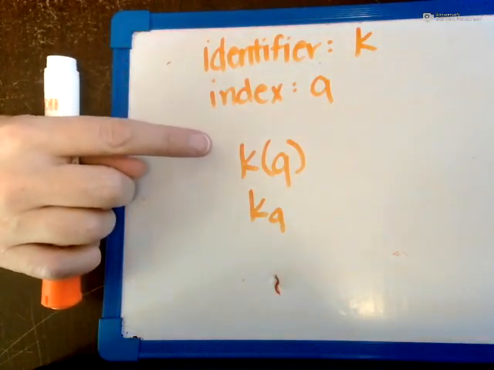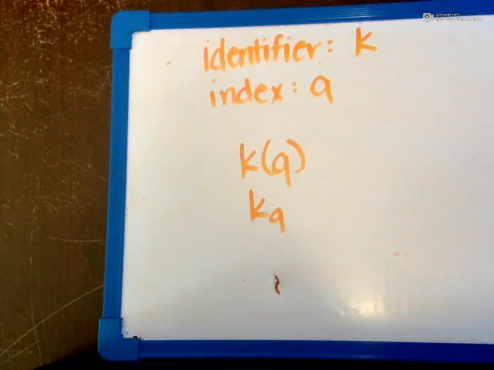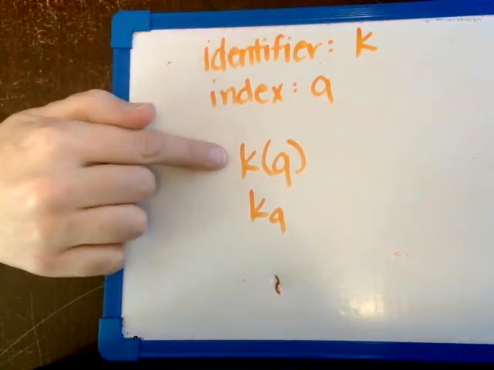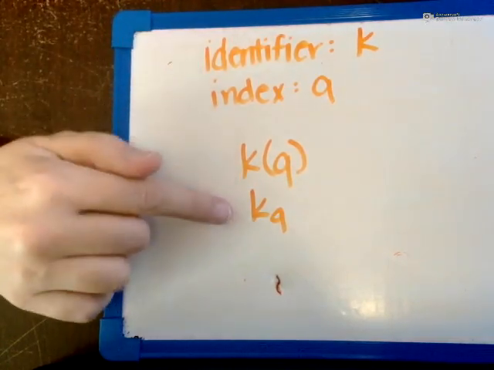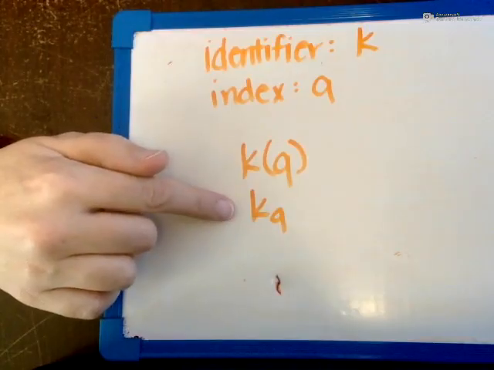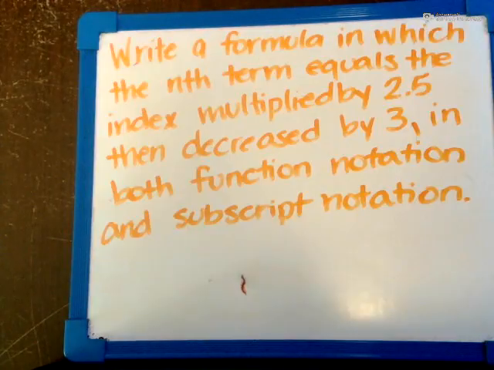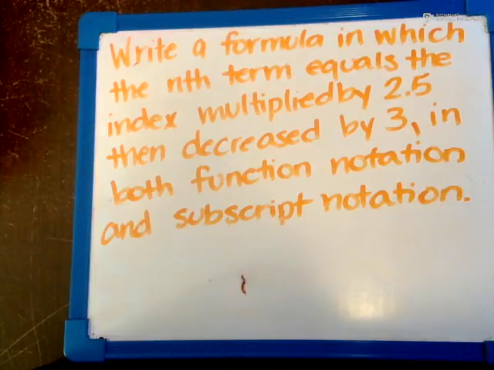So I gotta scroll up, I can't remember the words right now. Function notation is K of Q and the subscript notation is K sub Q. Let's work through this example together.